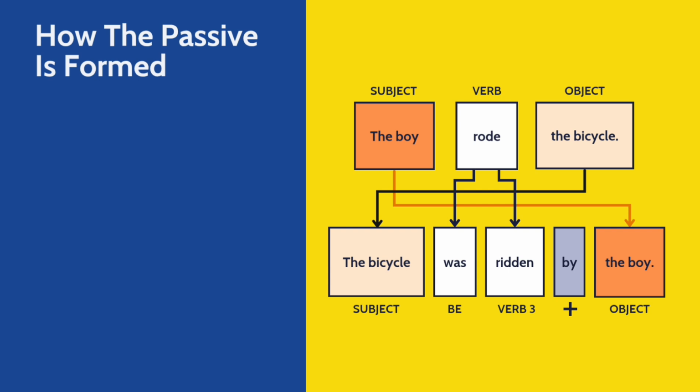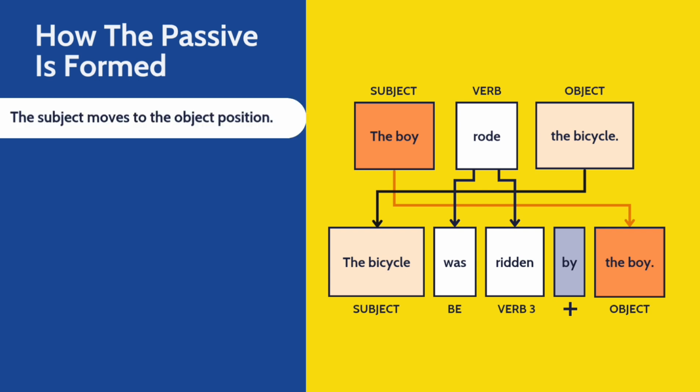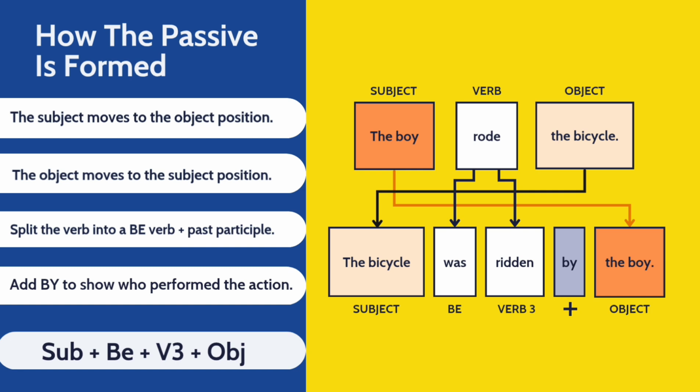Let's understand with an example. The boy rode the bicycle. The bicycle was ridden by the boy. As you can see, the subject moves to the object position and the object moves to the subject position. Split the verb into a be verb plus past participle. Add by to show who performed the action.